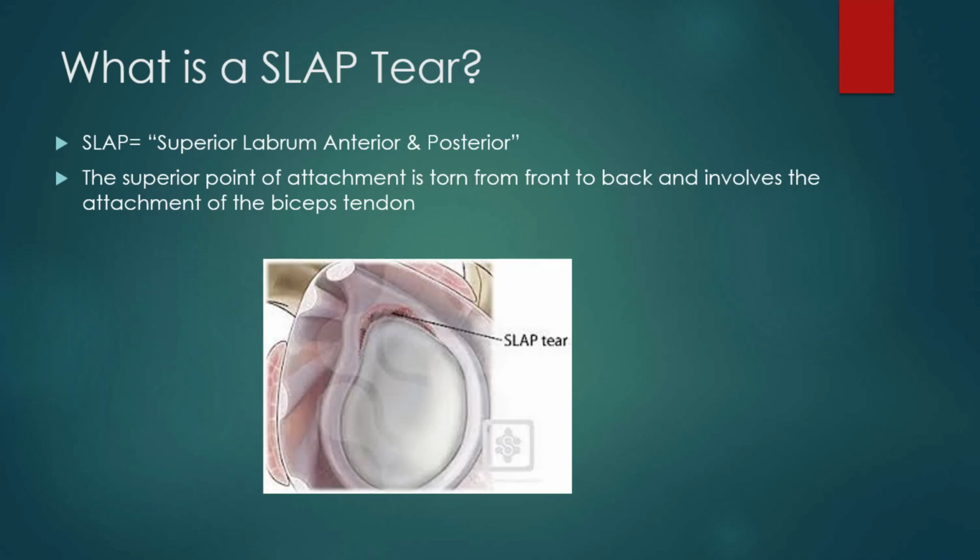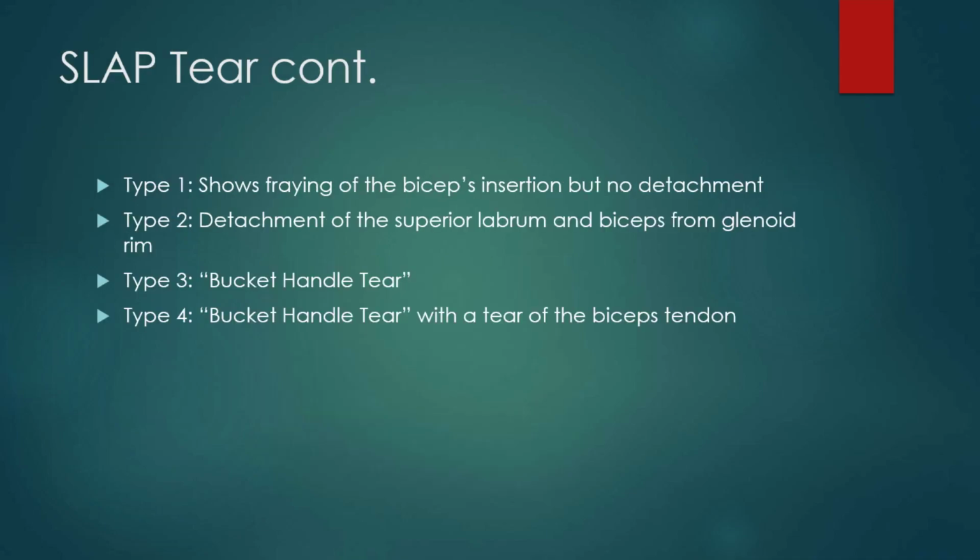And then a SLAP tear stands for superior labrum anterior and posterior. So basically, it's the superior part of the labrum and is torn all the way through, from the anterior to the posterior side, and a lot of times will involve the attachment of the biceps tendon or the biceps tendon itself. As you'll see in the next slide, there's a bunch of different types of SLAP tears.